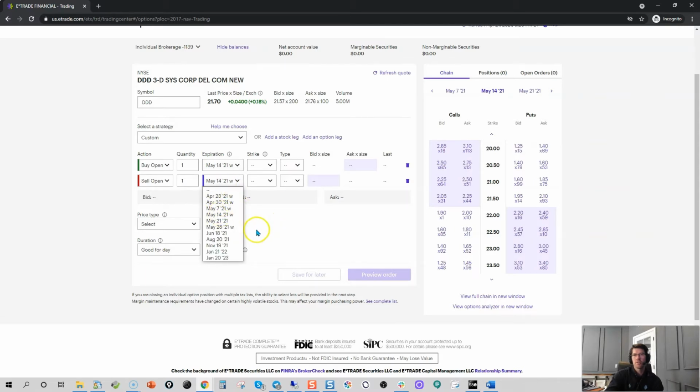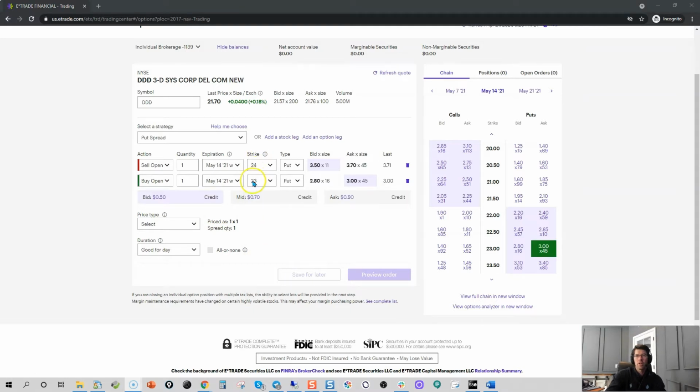The strike price was $24 on the sold put. So I'm going to sell the $24 and I'm going to buy the $23 to create that $1 spread. So this was a $24 put on top, a $23 put on the bottom. So I'm selling the $24 put, I'm buying the $23 put, and I was looking for a limit credit.